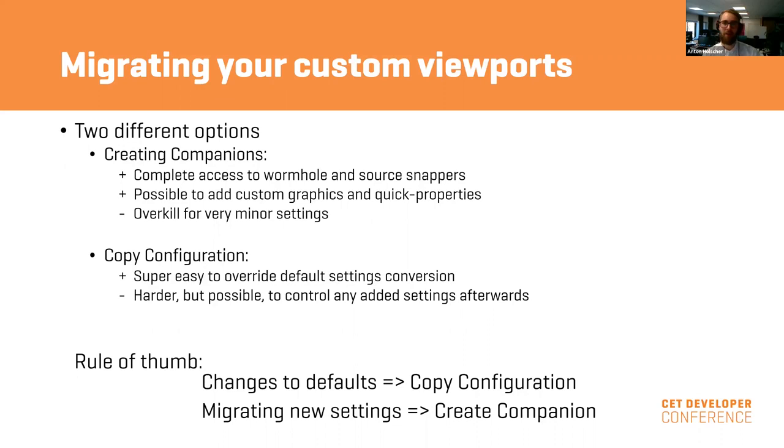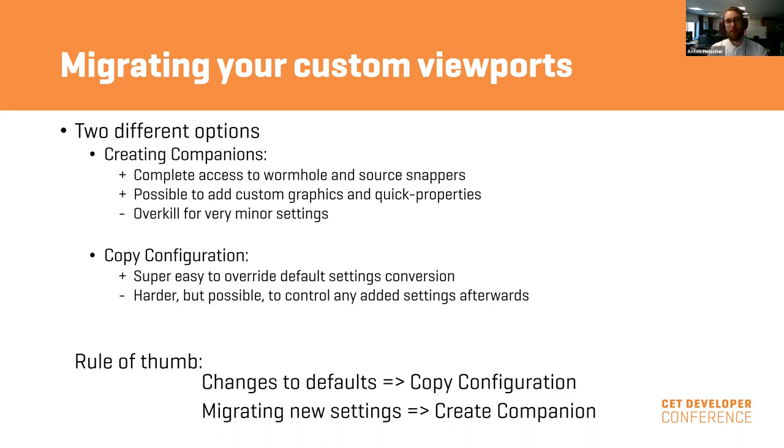But if you only have, let's say, your viewport changing the view mode in some way, and that already exists in the view clip, then it's kind of overkill to use a companion because you can just use what's called copy configuration. Copy configuration is super easy for changing standard settings that all view clips or viewports used to have, but it makes it a bit harder, though possible, to control added settings afterwards.